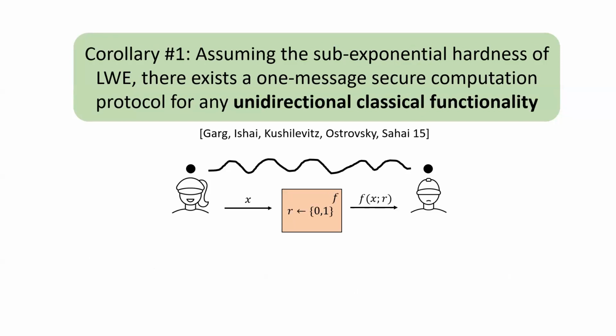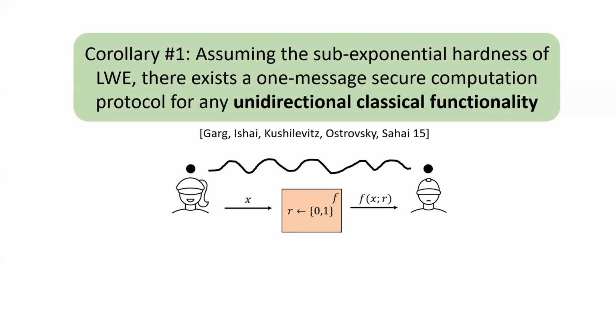So first of all, relying on this work of Garg et al. from a few years ago, once we have a one message non-interactive string OT protocol, we can use that to obtain a secure computation protocol for any unidirectional classical functionality. So now these parties are going to realize an ideal functionality that takes an input X from Alice, potentially samples some random coins if it's a randomized functionality, and delivers the output to Bob. Okay.